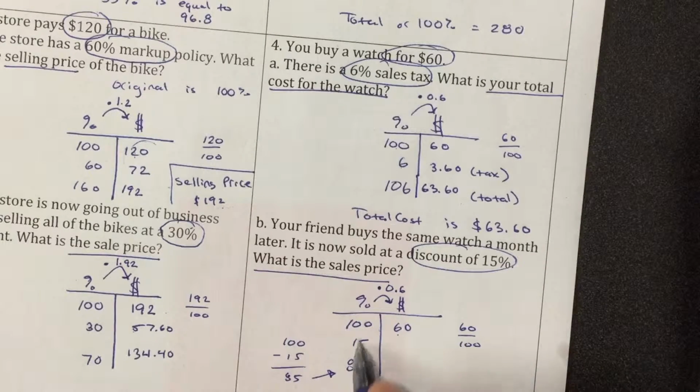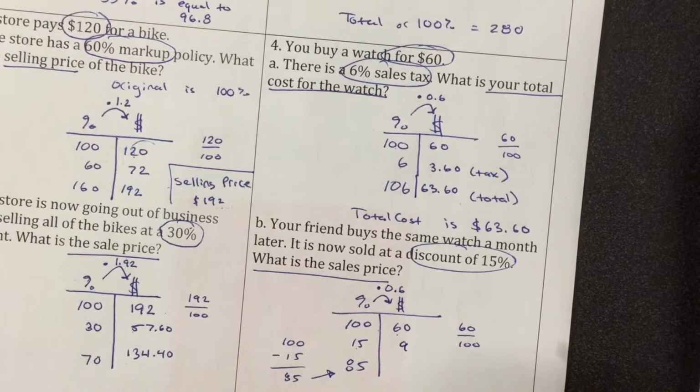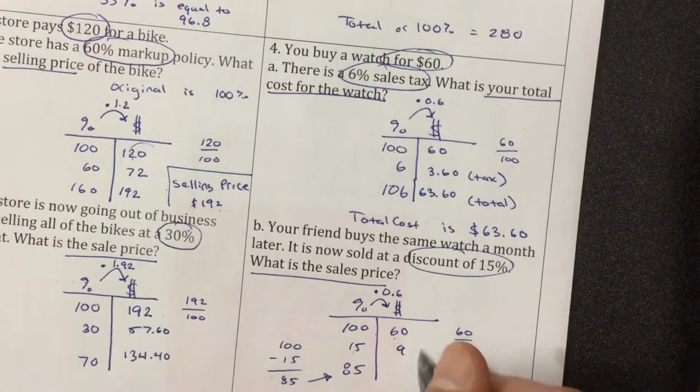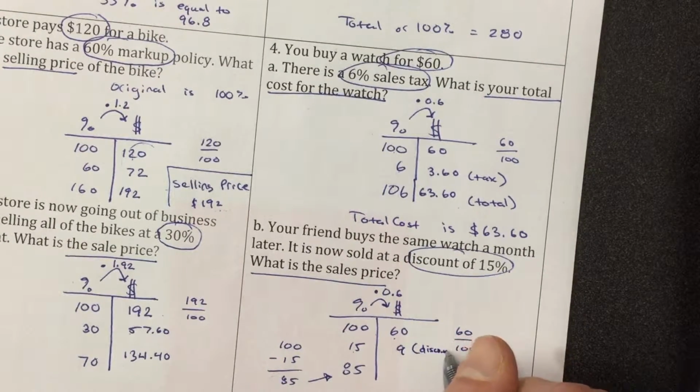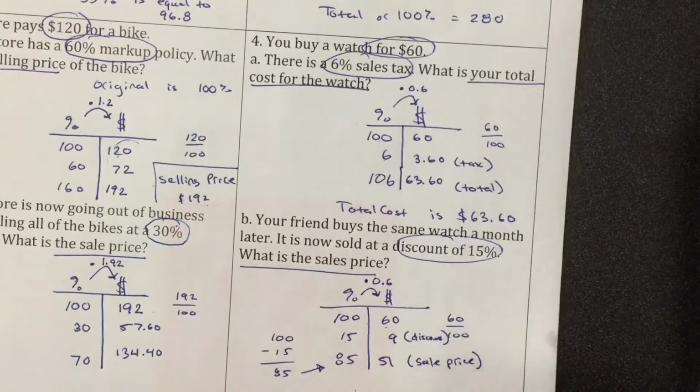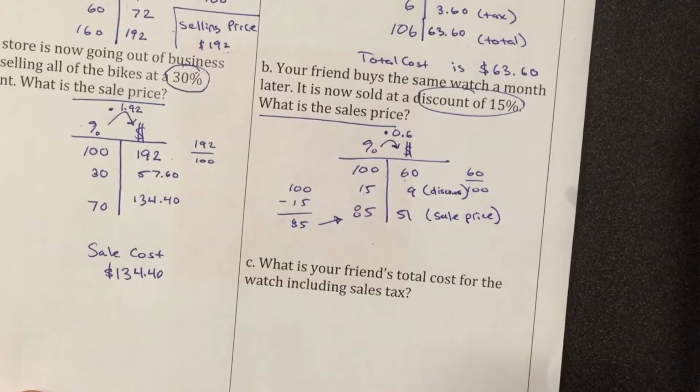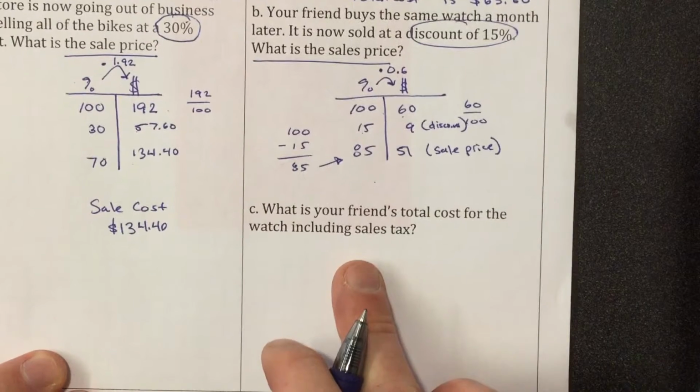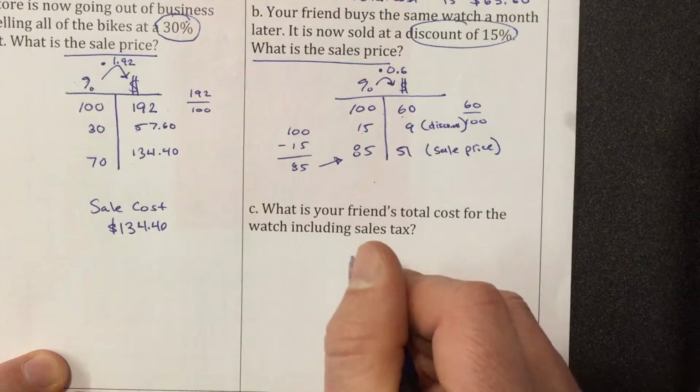Now we could multiply 15 by the constant. It looks like they're going to take $9 off. That's the discount. So what you're going to pay is subtracting that. So this is your sale price. All right, and what's your friend's total cost after tax? So he's going to spend $51 now.